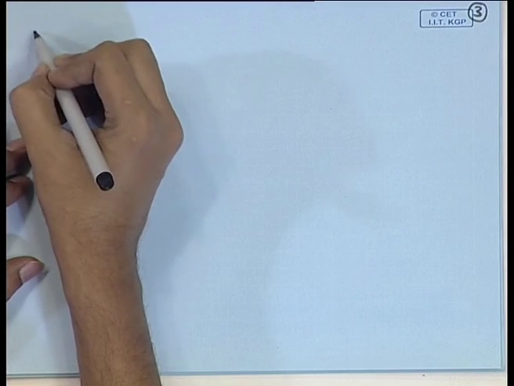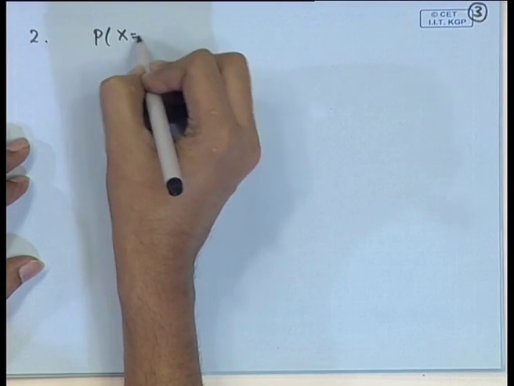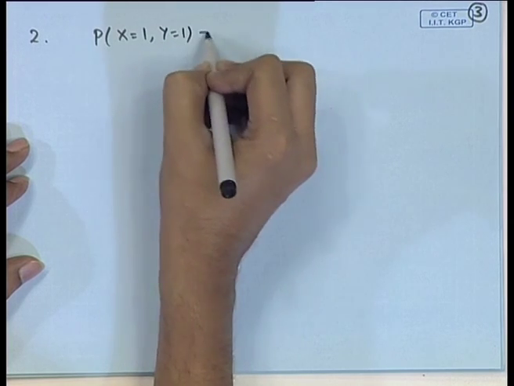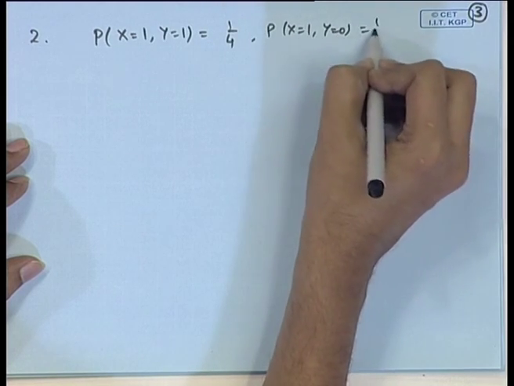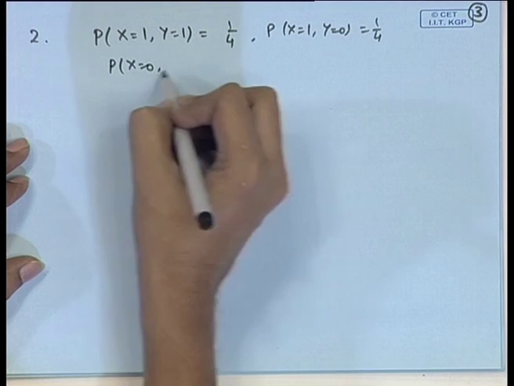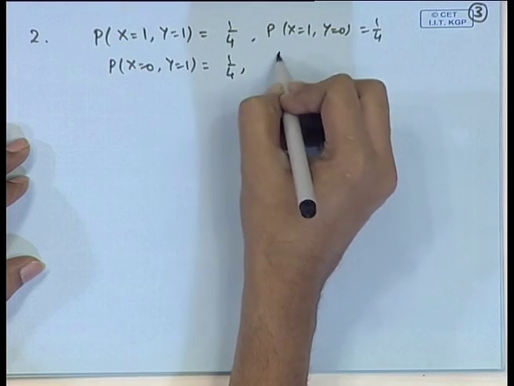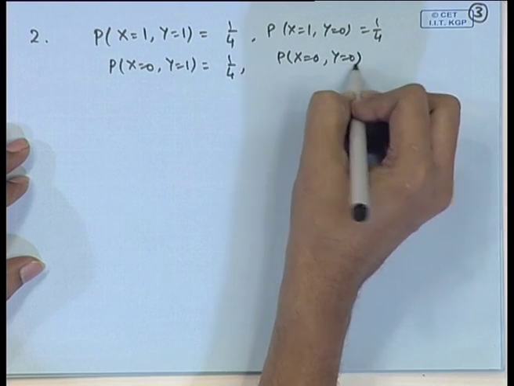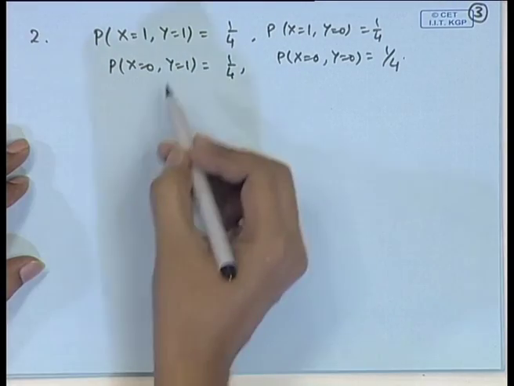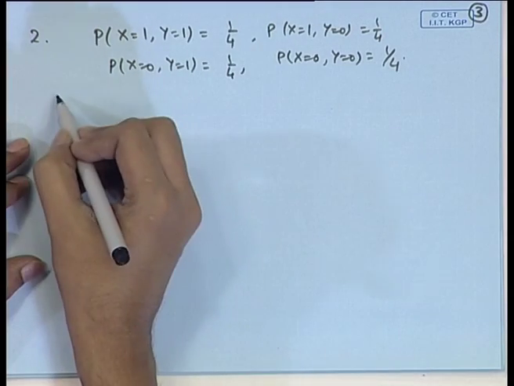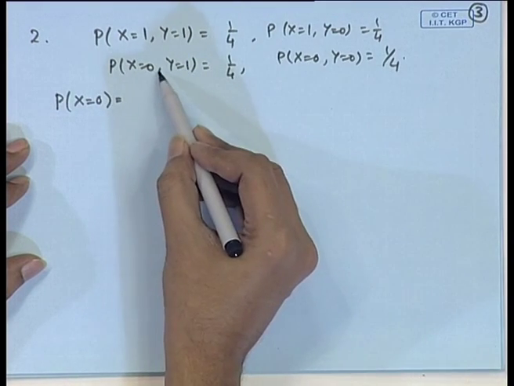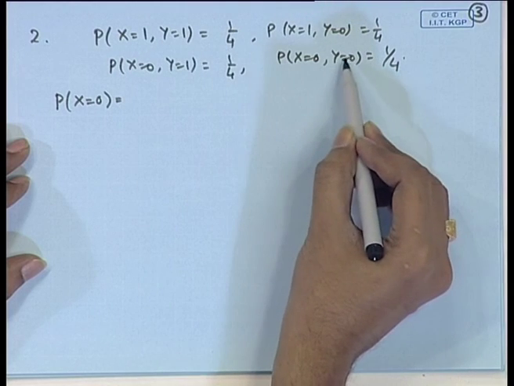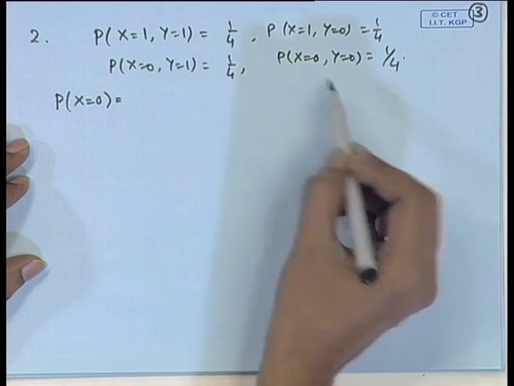Let us take another example. Suppose probability X equal to 1, Y equal to 1 is 1/4, probability X equal to 1, Y equal to 0 is 1/4, probability X equal to 0, Y equal to 1 is 1/4, and probability X equal to 0 and Y equal to 0 is 1/4. So, the joint distribution of X and Y is given by this. Let us look at the marginal distribution of X. What is probability of X equal to 0? It is obtained by summing the probability of X equal to 0, Y equal to 0 and probability X equal to 0, Y equal to 1, that is equal to half.